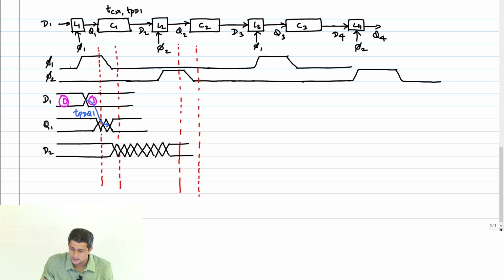And this delay is what? The propagation delay for block 1, TCD1, TPD1, correct? And this block is what? TCD2, TPD2.